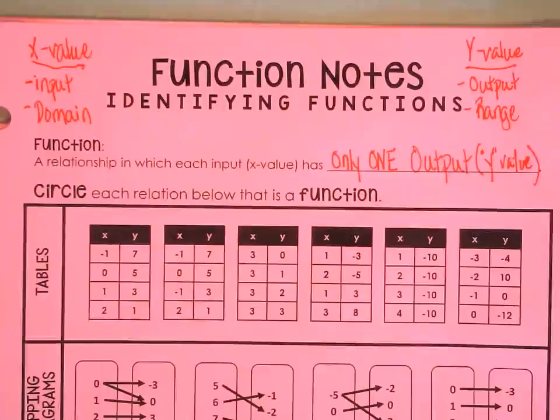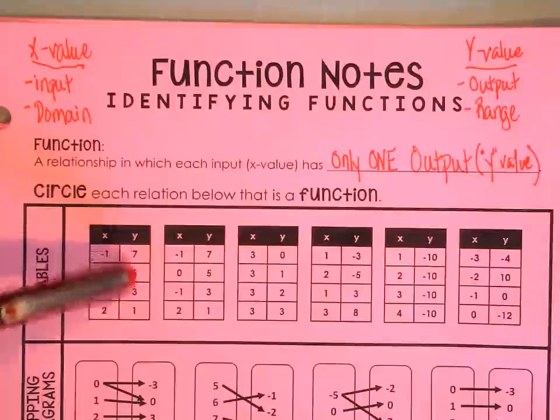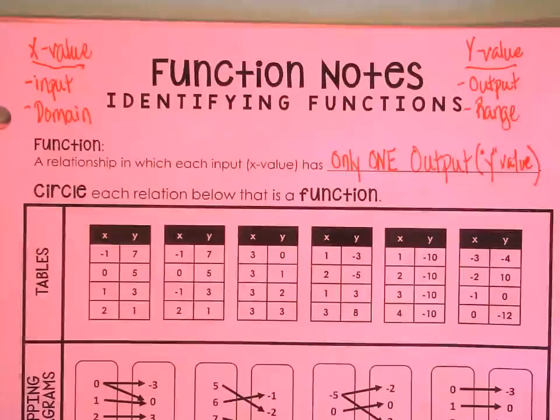We're going to talk more later. We're going to talk about a vertical line test and some other ways to establish whether something is a function or not. But we're going to look at tables first. So we have tables that just have x and y values, right? So our x values here are negative 1, 0, 1, and 2. And then we have 7, 5, 3, and 1. So our table is telling us here that our x values are negative 1, 0, 1, and 2.